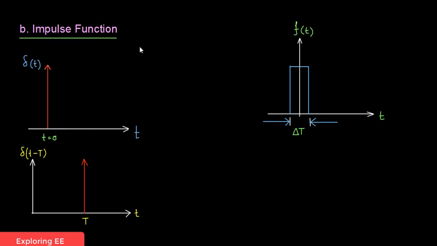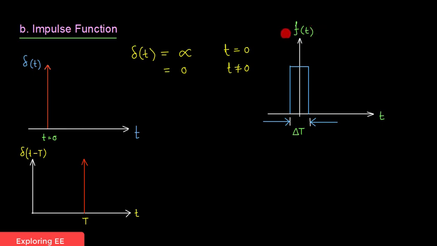Another forcing function is the impulse function, which is denoted by delta t. The definition of the impulse function, delta t, is like that: delta t equals infinity at t equal to 0, and delta t equals 0 when t is not equal to 0. That means the magnitude of an impulse function is infinity and it exists only at t equal to 0. The concept of delta t can be found from this pulse function.